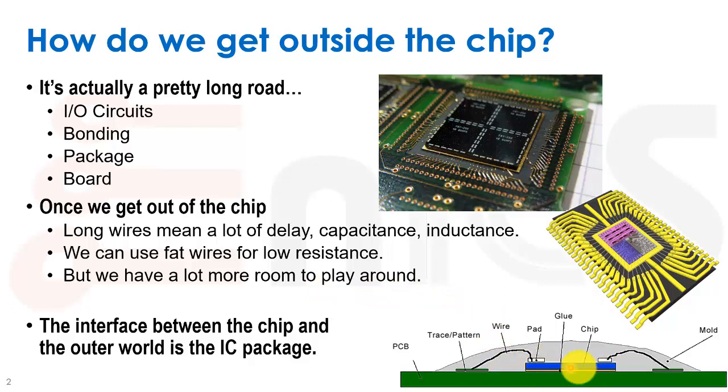Okay, so the package is actually the interface between the IC and the rest of the world. So this is the IC. We have our logic gate. We go through a pad, which takes us to a bond wire. The bond wire goes onto the package, and then the package is connected to the PCB itself.